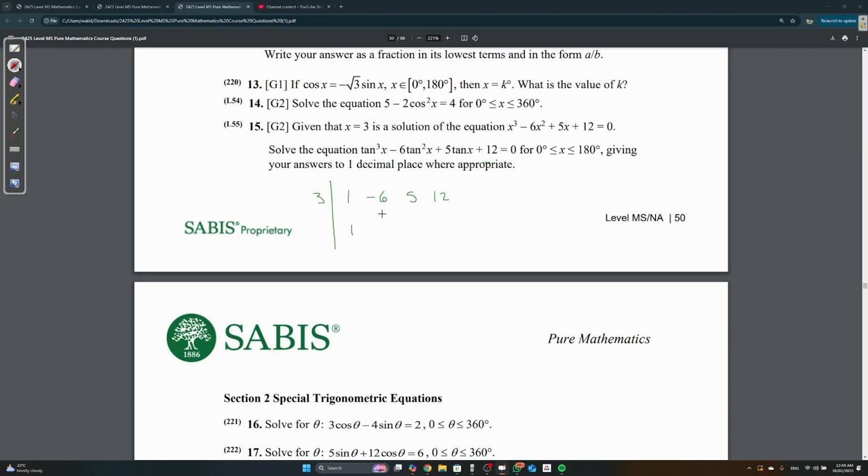Take the 1 down. 1 times 3, 3. Minus 6 plus 3 is negative 3. 3 times 3, minus 9. 5 minus 9, minus 4. Minus 4 times 3, minus 12. Remainder 0. If you don't get remainder 0, I always tell you, you got it wrong.